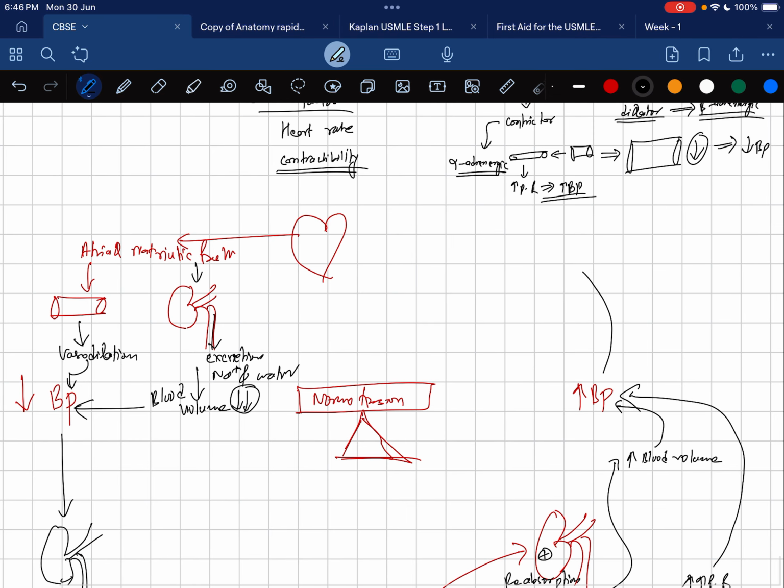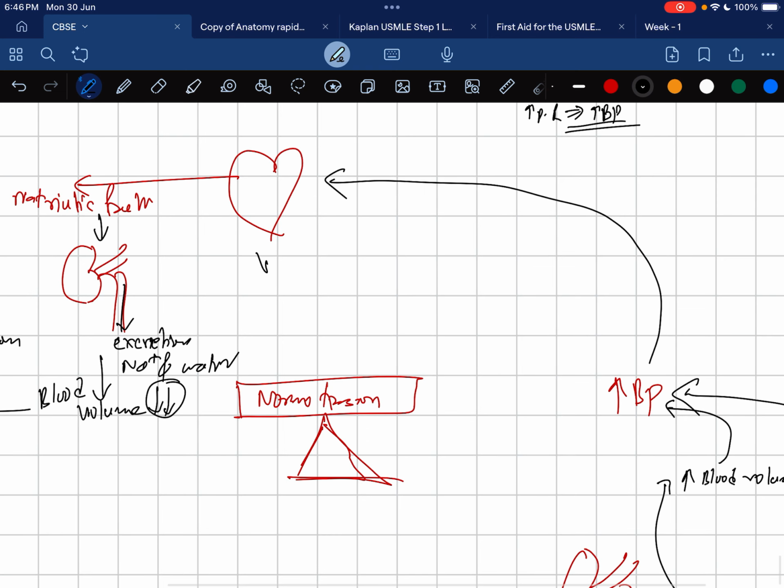So when BP is increased, going to the heart, there is a BP increase. In the BP increase there is a volume overload. This is the normal regulation of the blood pressure.